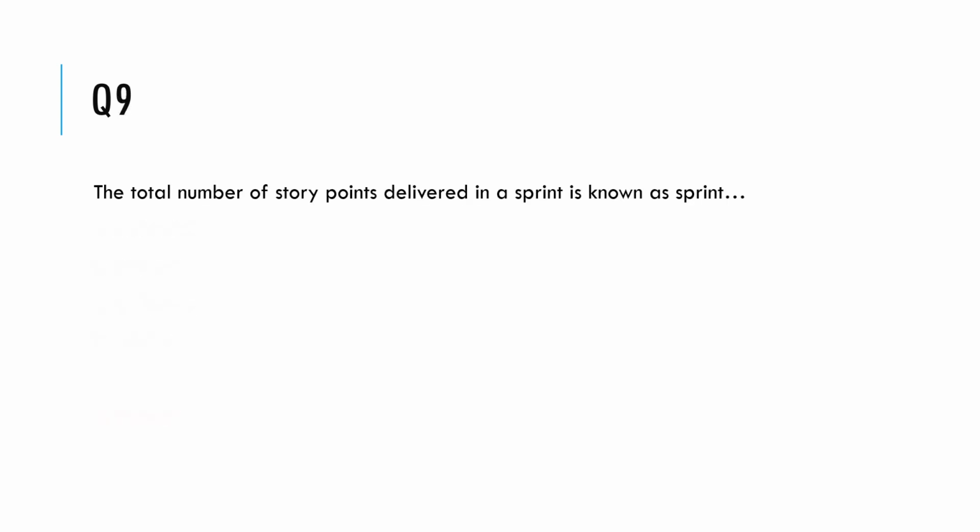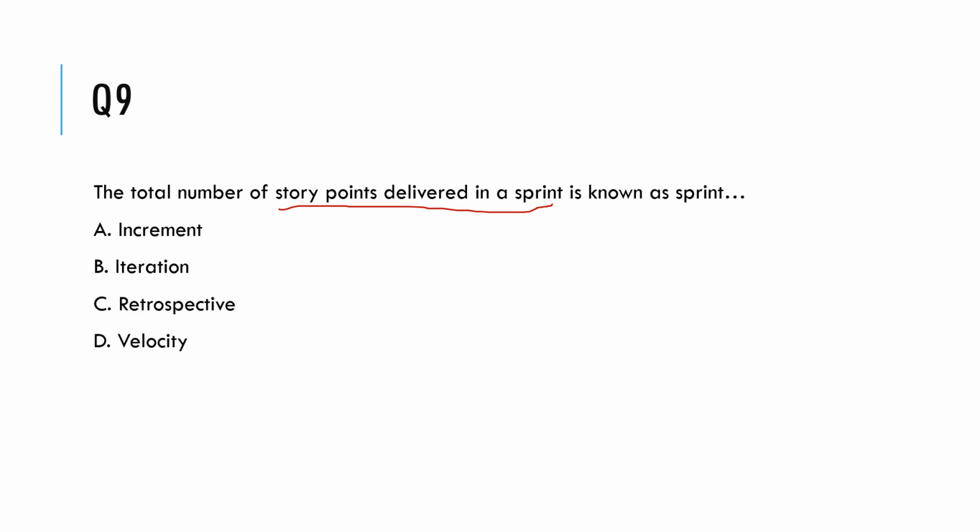Finally, question 9: the total number of story points delivered in a sprint. This is known as sprint increment, sprint iteration, sprint retrospective, or sprint velocity. The total number of story points delivered in a sprint. This is sprint velocity. We also saw numbers in one of our previous questions where we talked about how the team was measuring the sprint velocity, and those were just numbers. Those were essentially the story points that the team was delivering. So this is the definition of sprint velocity: the total number of story points delivered in a sprint. That's it.